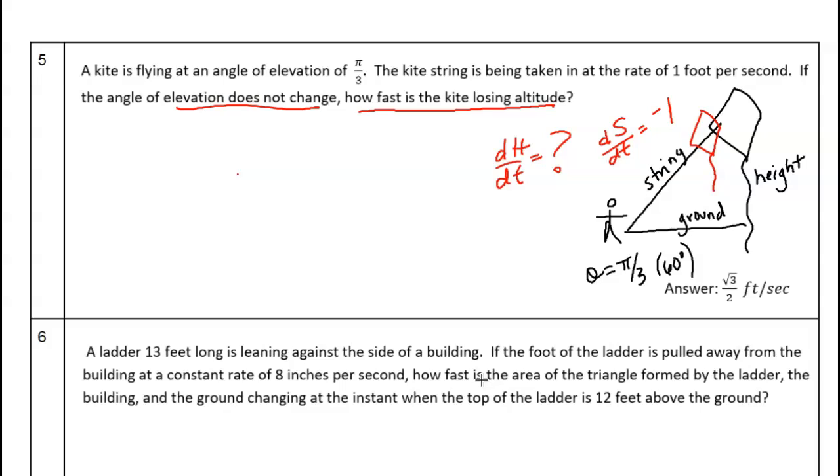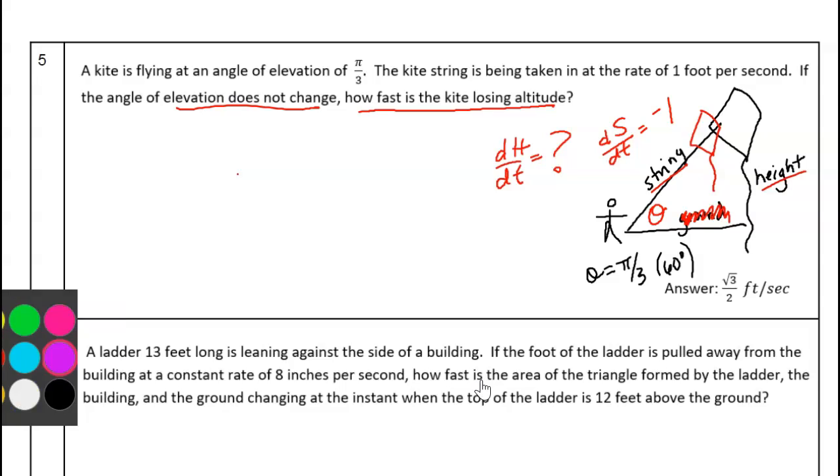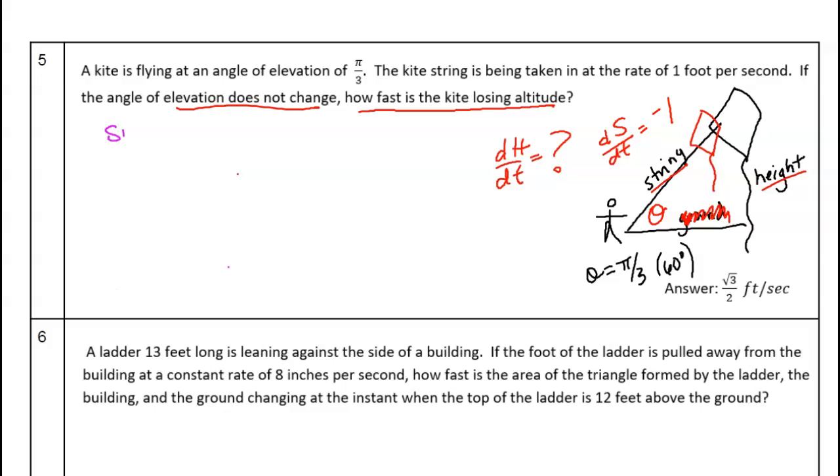Okay, so first we need to come up with a relationship that has the angle, the string, and the height. We really don't talk about the ground level at all, so I'm going to erase that because it's not relevant. Anytime you talk about an angle, that's a trig ratio. So I'm given the opposite side and the hypotenuse, which is sine. Sine of our angle is our height over our string.